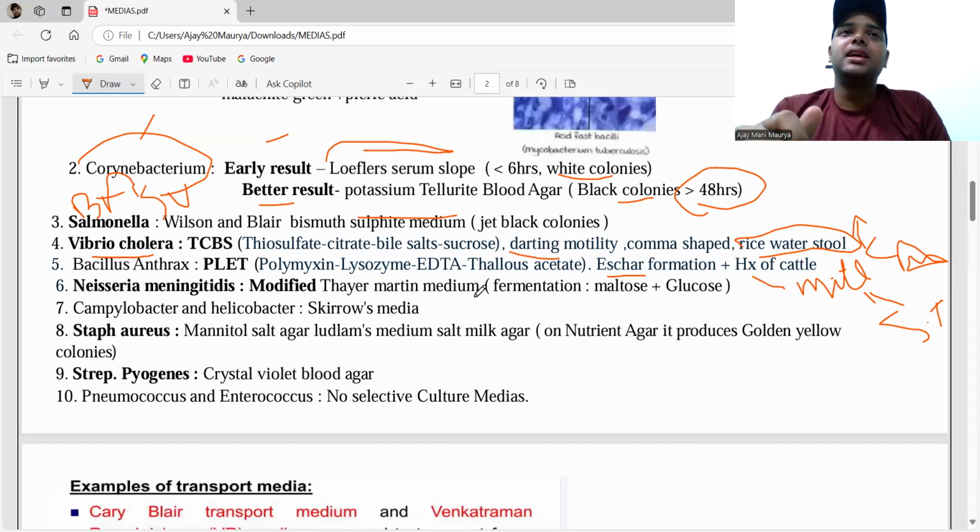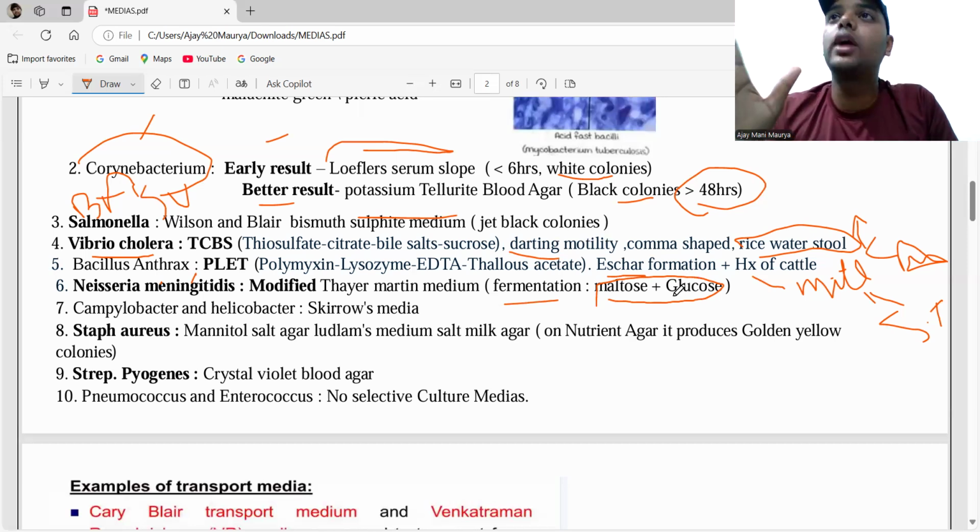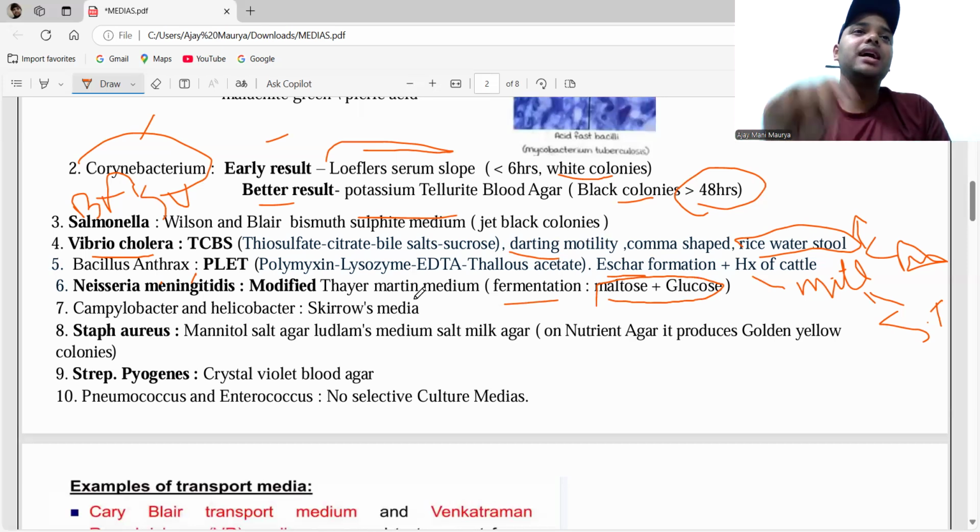See, guys, for the gonorrhea also, the culture media is the same modified Thayer-Martin media only. But on fermentation, the meningitidis ferments maltose plus glucose. Remember, C, it is meningitidis: M for maltose, G for glucose. Maltose plus glucose. What about gonorrhea? It ferments only glucose. Glucose only.